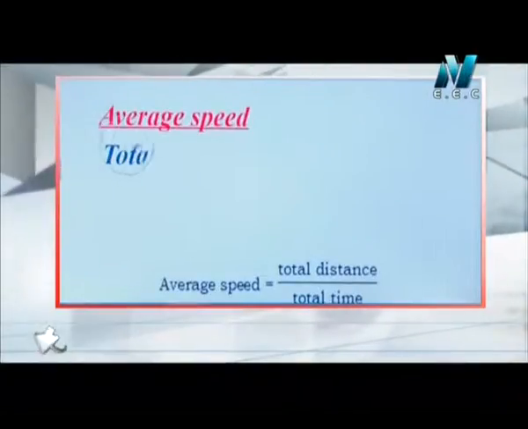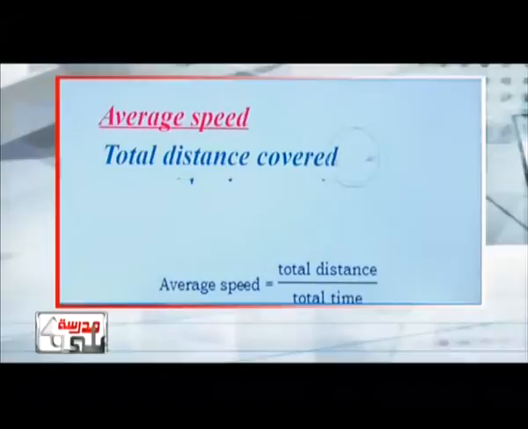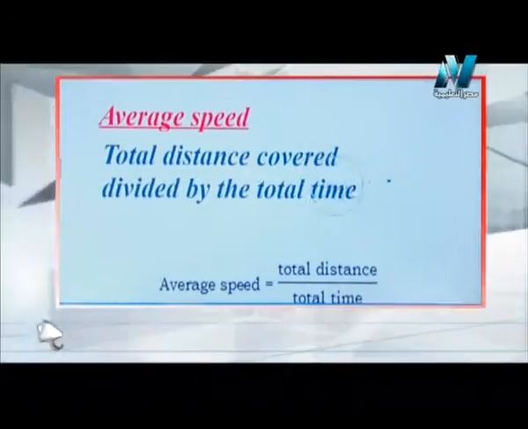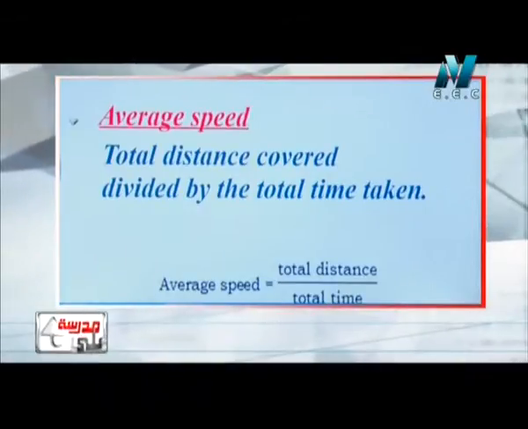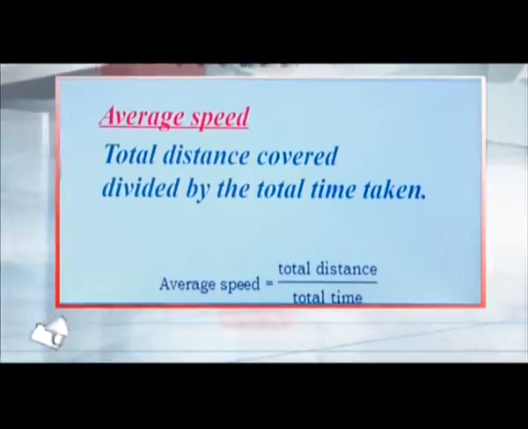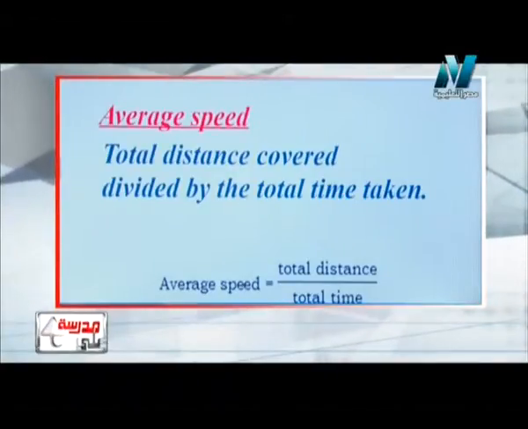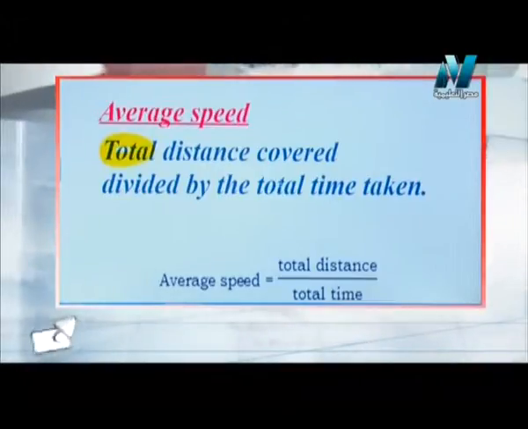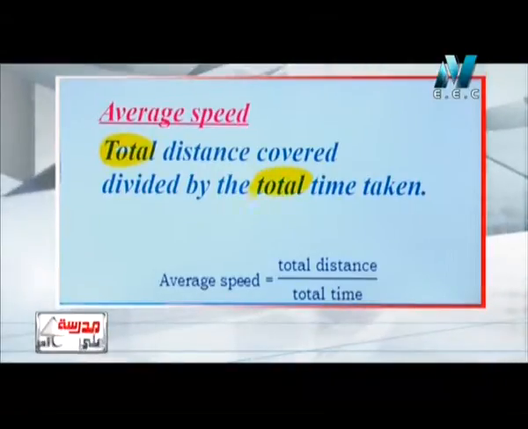So here we have a definition of the average speed, as you see here on the monitor. Average speed is total distance covered divided by the total time taken to cover this distance. It means all the distances I walked, I will divide them by all the times I spent to cover this distance. So total distance covered over total time taken.